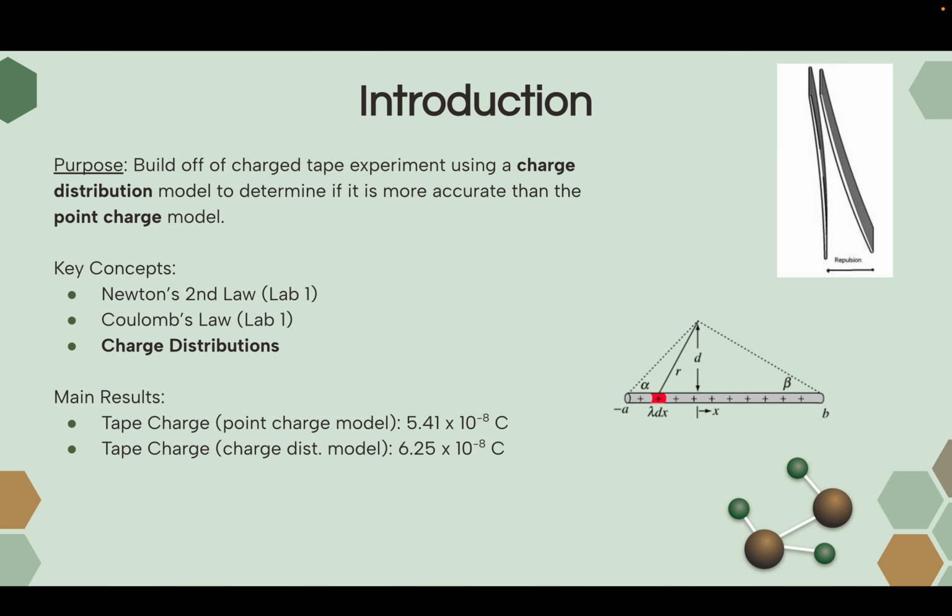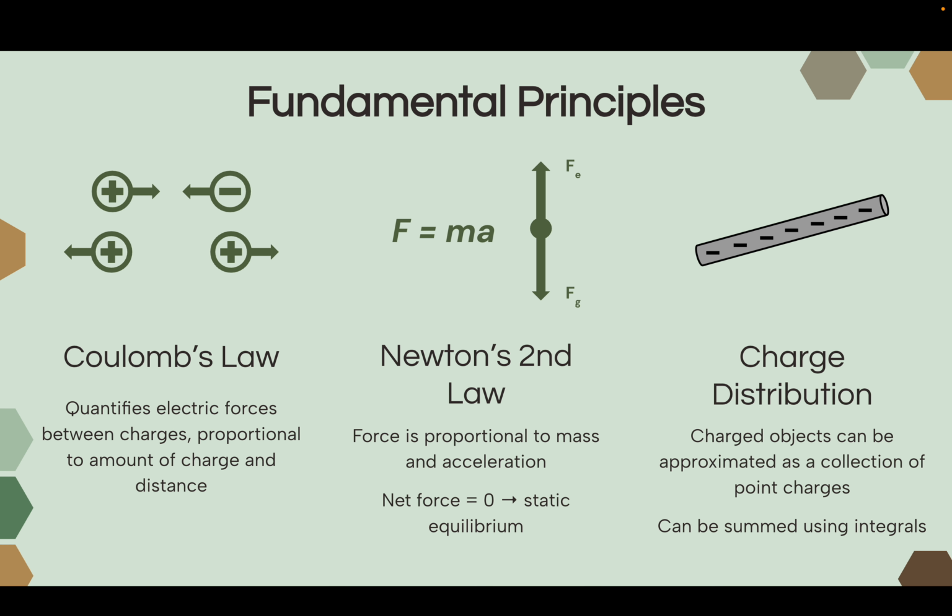The purpose of this lab was to build off of the charge tape experiment using a charge distribution model to determine if it's more accurate than the point charge model. Key concepts used in this lab were Newton's second law and Coulomb's law from Lab 1, and charge distributions. The main result was that tape charge from the charge distribution model was 6.25 times 10 to the negative 8th coulombs, which was larger than a point charge model's total charge.